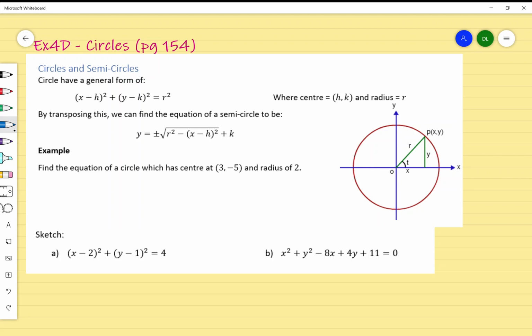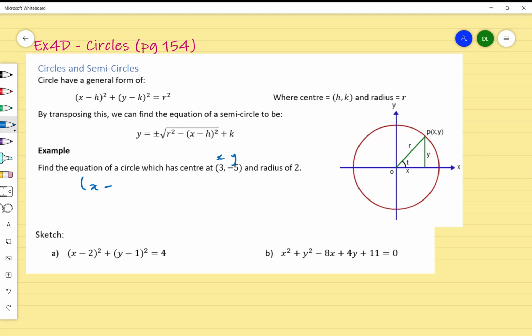Okay, so find the equation of a circle which has a center of (3, -5) and a radius of 2. Now, for this one, we're going to apply our understanding from the original general form. I'm going to go ahead and write x minus. Now, instead of writing minus h, I'm going to write the opposite of what's inside my x value. Now, our x value here is 3, and our y value is -5.